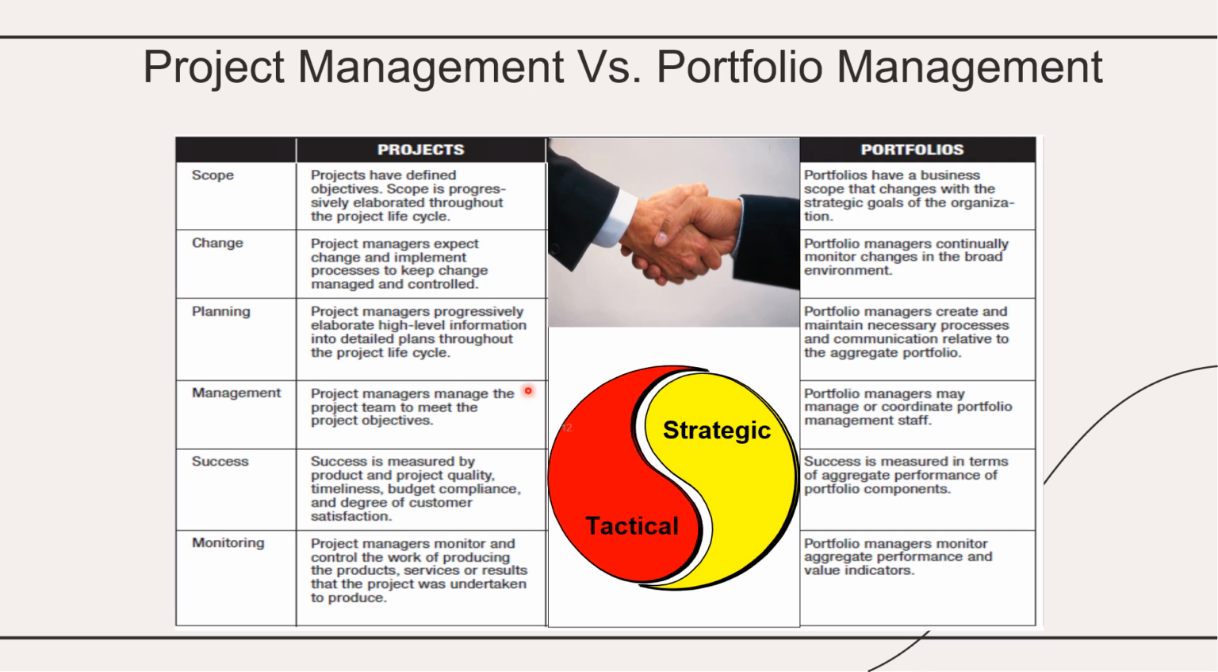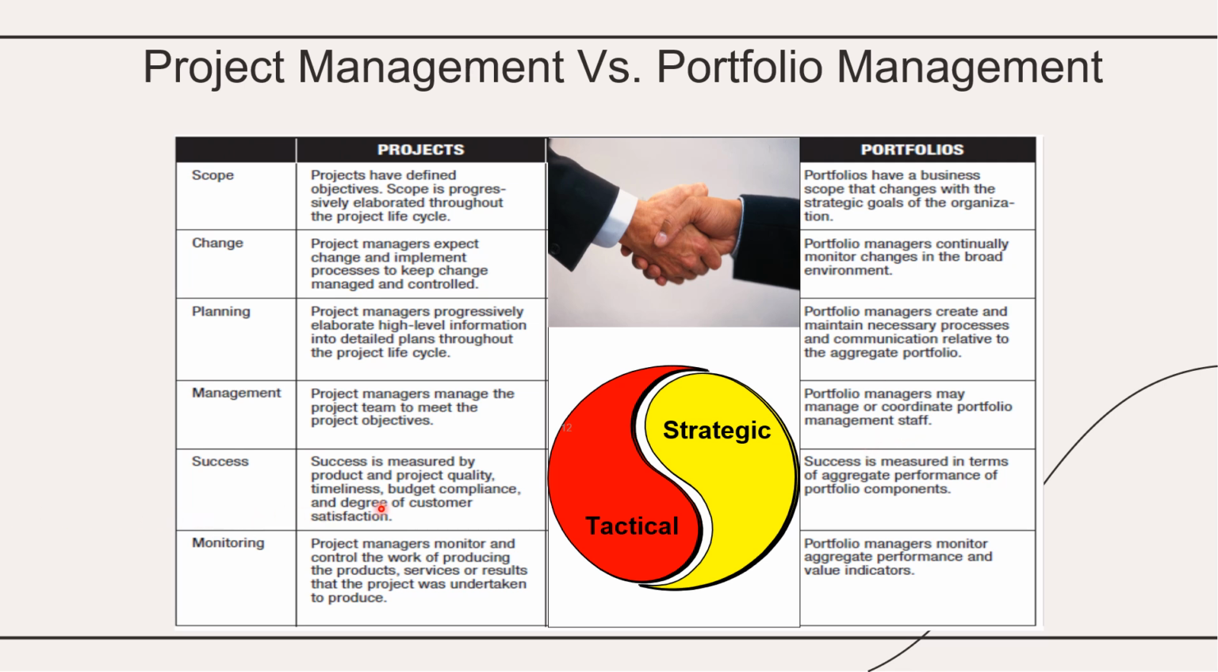Planning. Project managers progressively elaborate high-level information into detailed plans throughout the project lifecycle, whereas in portfolios, the portfolio managers would create and maintain necessary processes and communication relative to the aggregate portfolio. Management. Under projects, the project manager will manage the project teams to meet the project objectives. Under portfolio, the portfolio managers might manage and coordinate portfolio management staff.